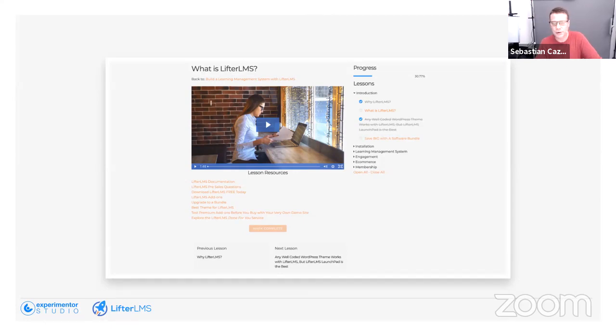This is what you'll probably get at the end of day 3. You'll get a course prototype implemented in Lifter LMS. So if you are familiar with the Lifter LMS interface, you'll probably recognize the picture on the screen, which is actually taken from the Lifter LMS website.